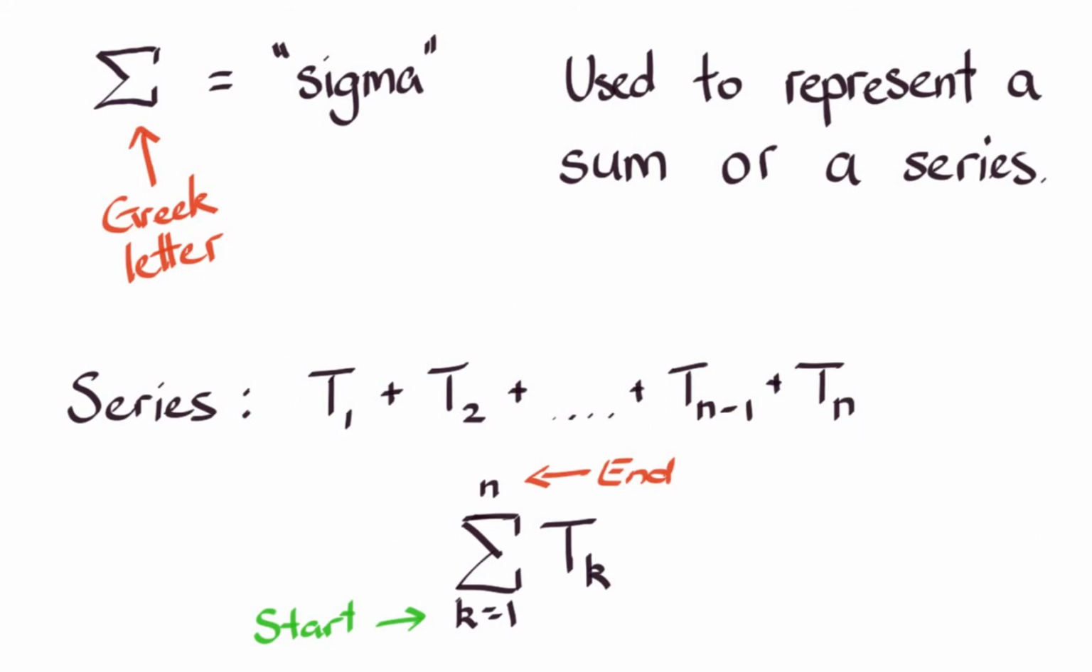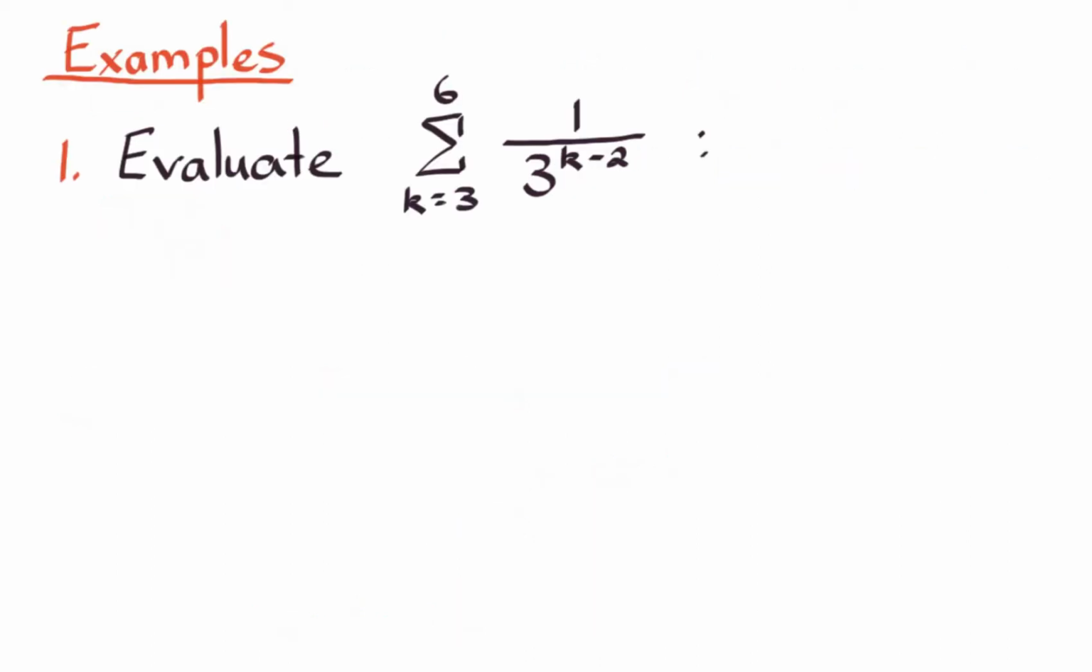Alright, let's do some examples to understand sigma notation a little bit better. So, example 1. Evaluate the following sum from k equals 3 to 6, 1 on 3 to the power of k minus 2. So each one of our terms is going to be of this form. So let's start by writing out the question in sigma notation. Okay, so we're going from 3 to 6. Each term will be in this form.